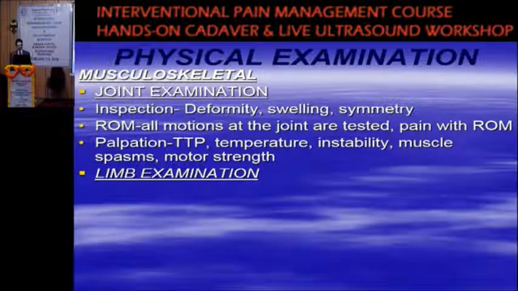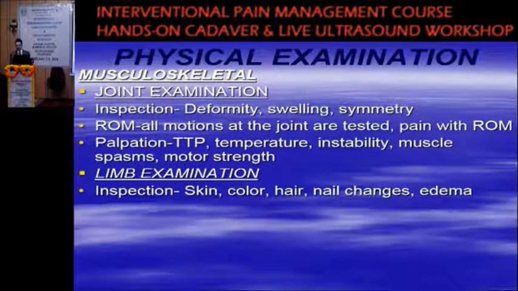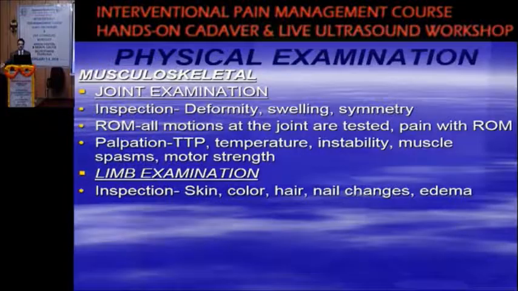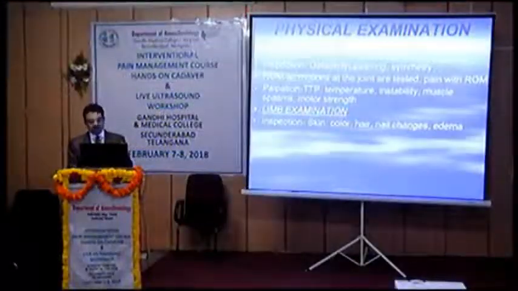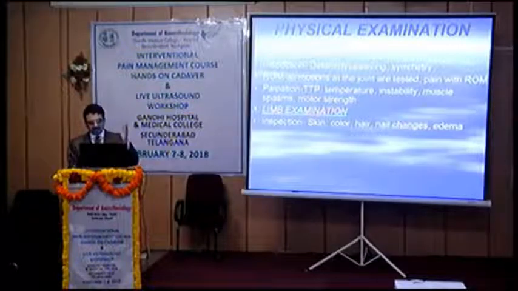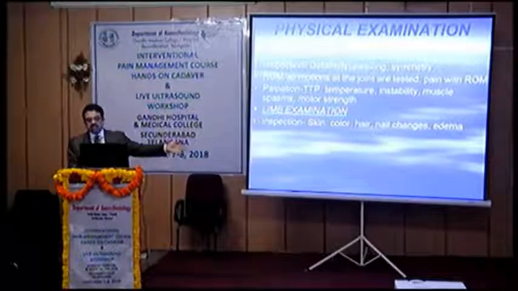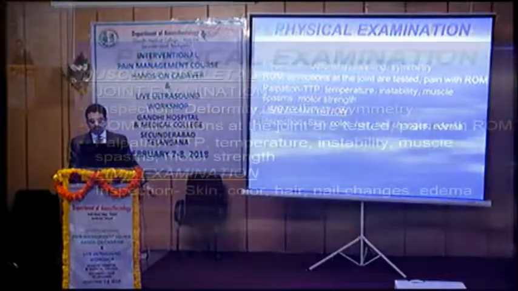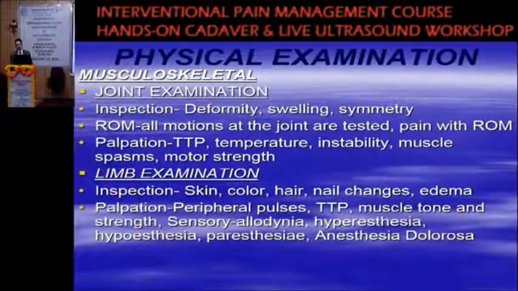Limb examination. If you're looking for radiculopathy or if you're looking for vascular causes, your limb examination is very important. Inspect skin, color, hair, nail changes, edema. You know arterial insufficiency when you see there is hair loss on the limb. It's swollen, it's red. Then you know that is arterial insufficiency right there. You can't palpate the pulse. So with inspection alone, you can see a hairless limb which is swollen, and you're looking at arterial insufficiency.